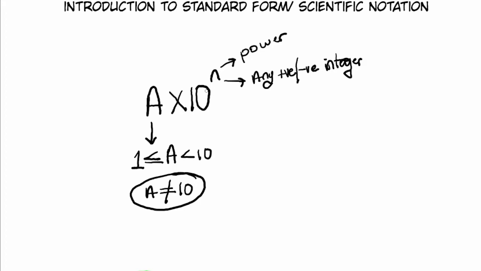An important note: if the n value in scientific notation is positive, then the original number is greater than 1. And if the n value is negative, the original number is less than 1. Let's go ahead and look at some examples.